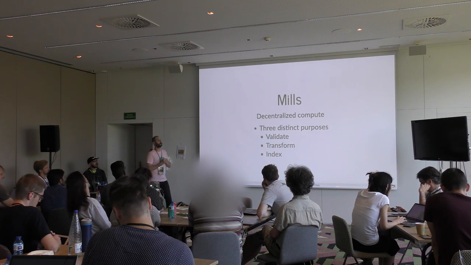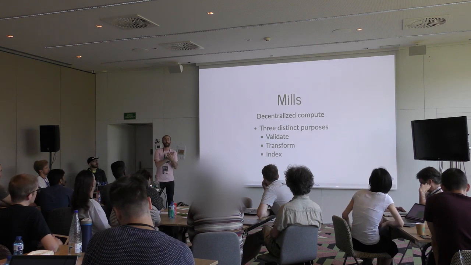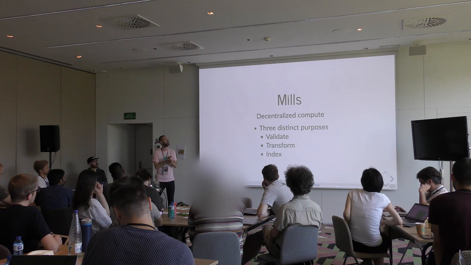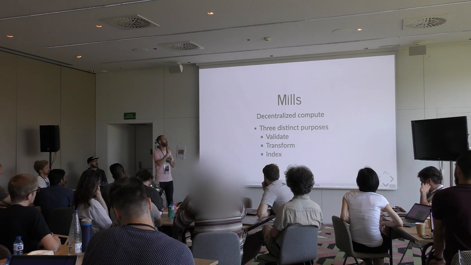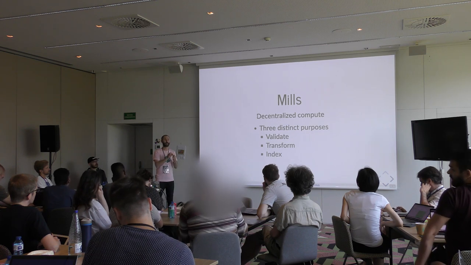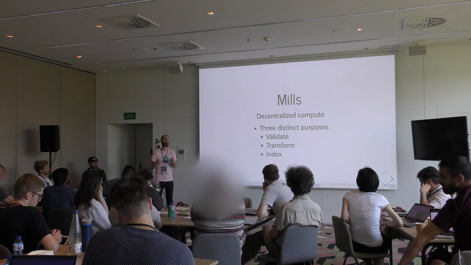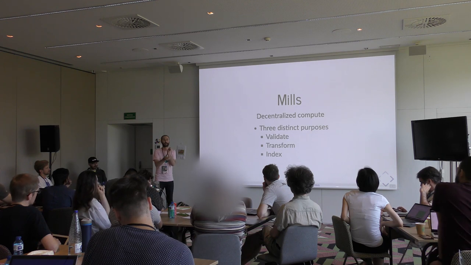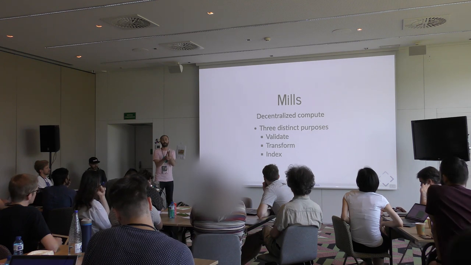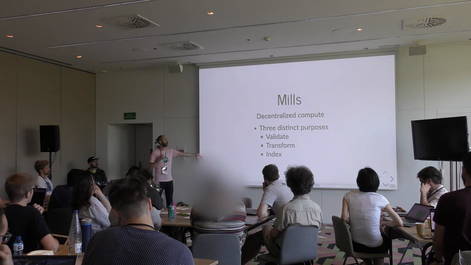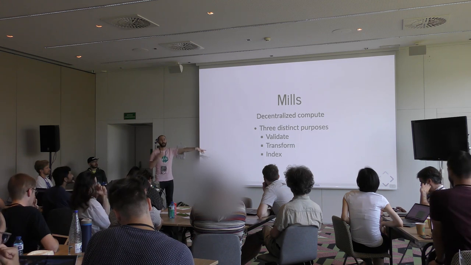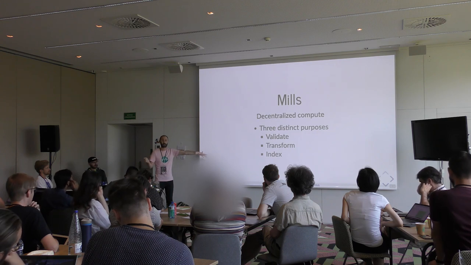Mills essentially provide a decentralized client-side or remote-side compute framework. They are designed for three things: to validate input, so in the context of Textile photos, they validate that it's in fact a photo coming in and that they're able to resize it and produce a photo output from it. They provide transformations, like resizing or calculating EXIF data, et cetera. And then you can also define how the data gets indexed locally.